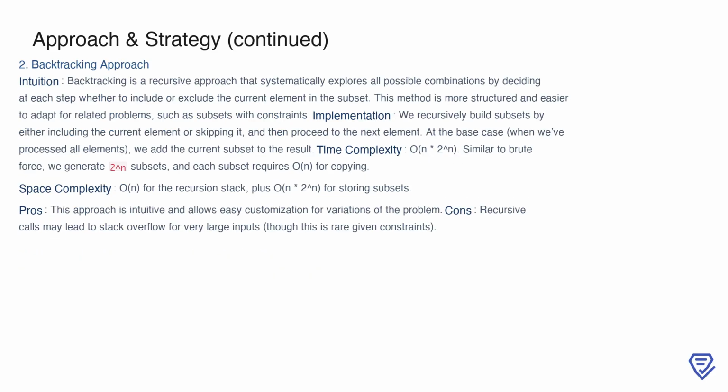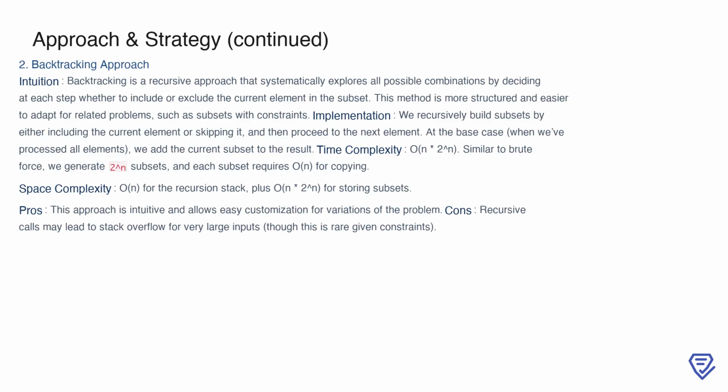Another approach is backtracking, a recursive technique that systematically explores all possible combinations. The core intuition here is to decide, at each step, whether to include or exclude the current element in the subset. This structured method makes it easier to adapt to variations of the problem, such as generating subsets with specific constraints.